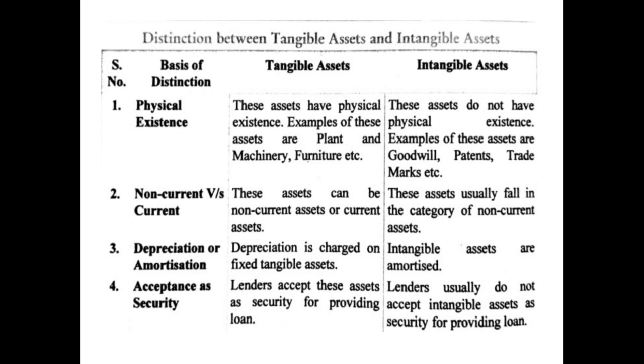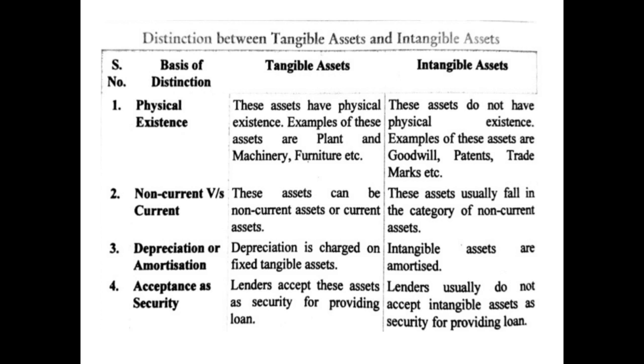The second difference is on the basis of non-current versus current. Tangible assets can be non-current assets, for example, plant and machinery, furniture, or they can be current assets, for example, loose tools, motor vehicle, basically these kinds of current assets. Intangible assets usually fall in the category of non-current assets like goodwill, patents, trademarks, etc.